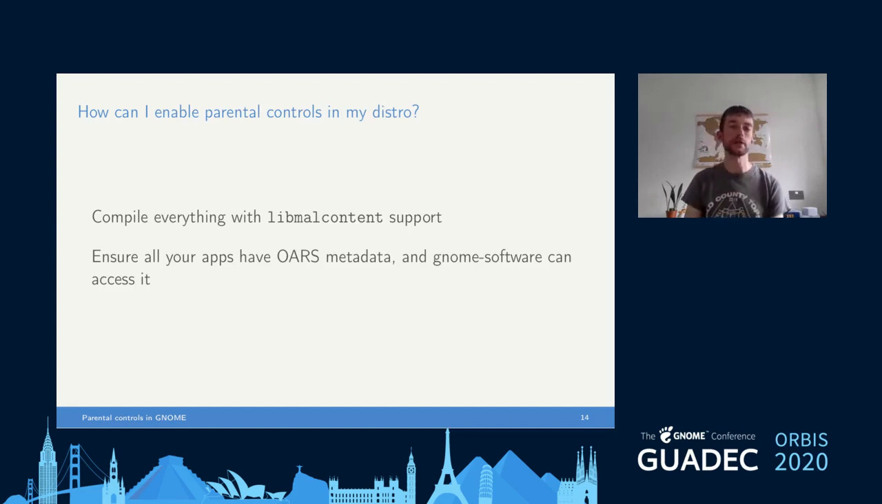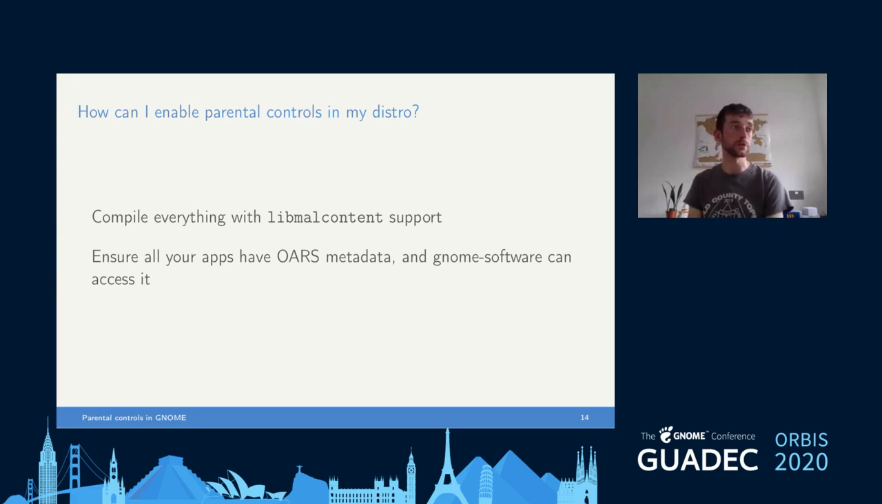As far as I know, currently, Endless OS is the only distribution with parental controls enabled. Enabling it in your distribution should be a matter of enabling the libmalcontent dependency in the various projects that are listed earlier, and ensuring that all of the apps that you ship have correct ORS metadata. If you allow app installation from sources other than Flatpak, so distribution repositories, that kind of thing, or if you have your own Flatpak repositories which aren't Flathub, you may need to hook up upstream metadata from your package manager to allow GNOME Software to have access to that ORS data, because without it, it can't know and it can't do the filtering.